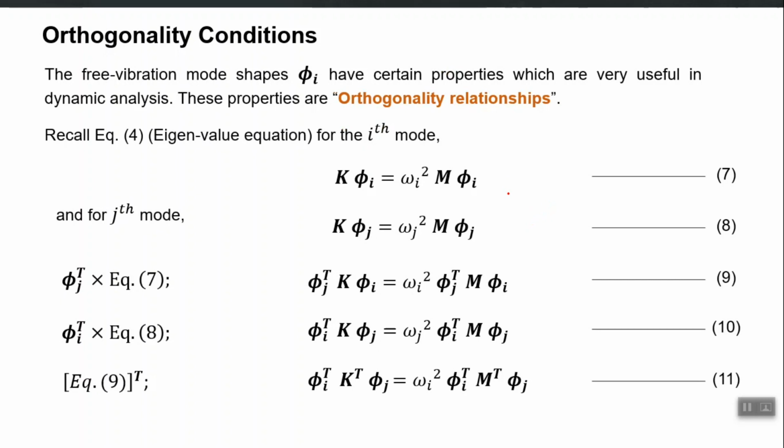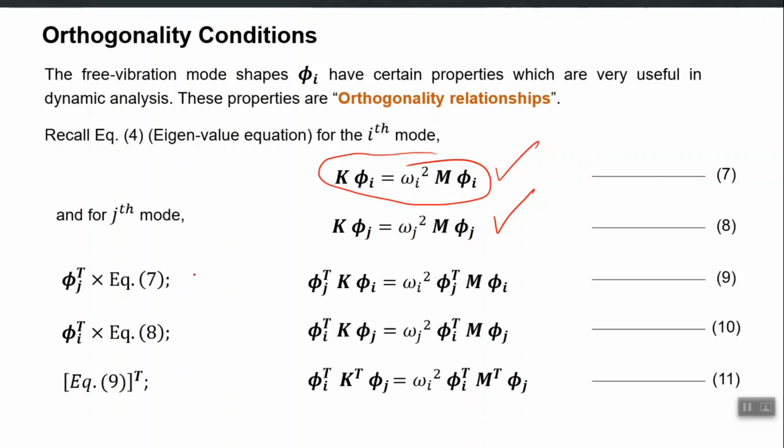We know that this is the original eigenvalue equation. For any ith mode, I can simply replace omega with omega i, and the corresponding phi will become phi i, right. You are familiar with that equation already for any ith mode, correct. For any other jth mode, the same equation can be written with omega j square, and phi will be replaced by phi j.